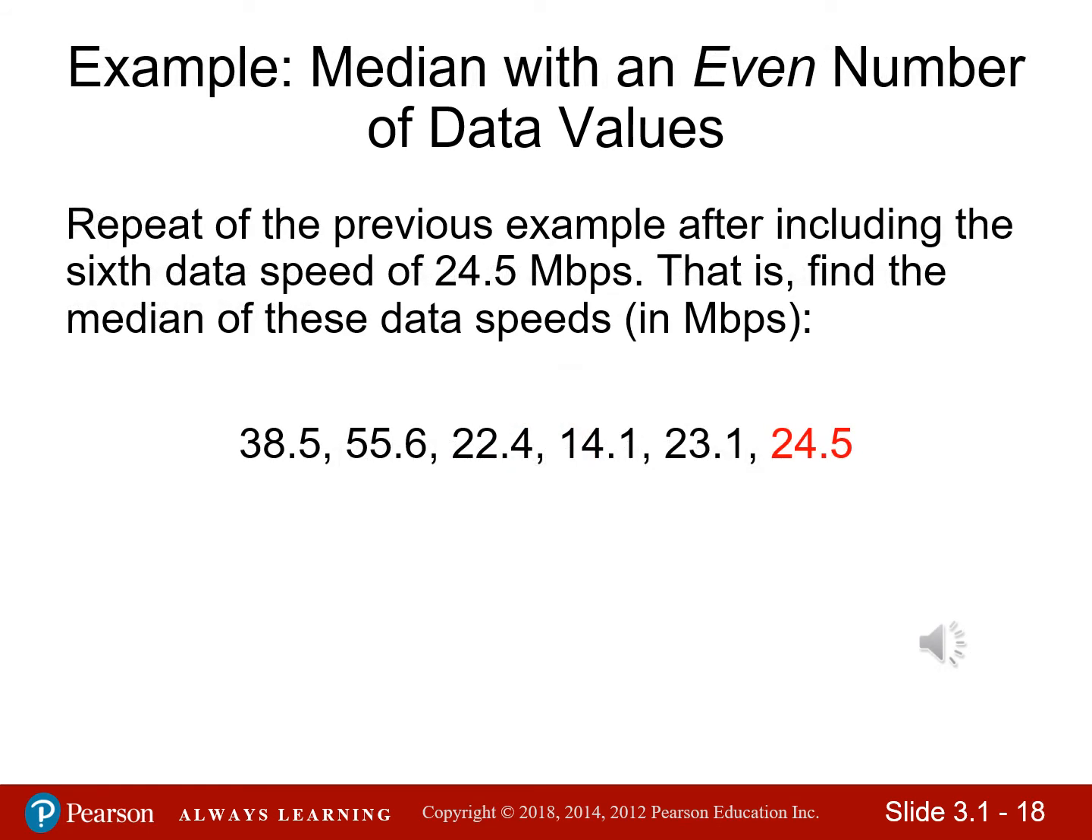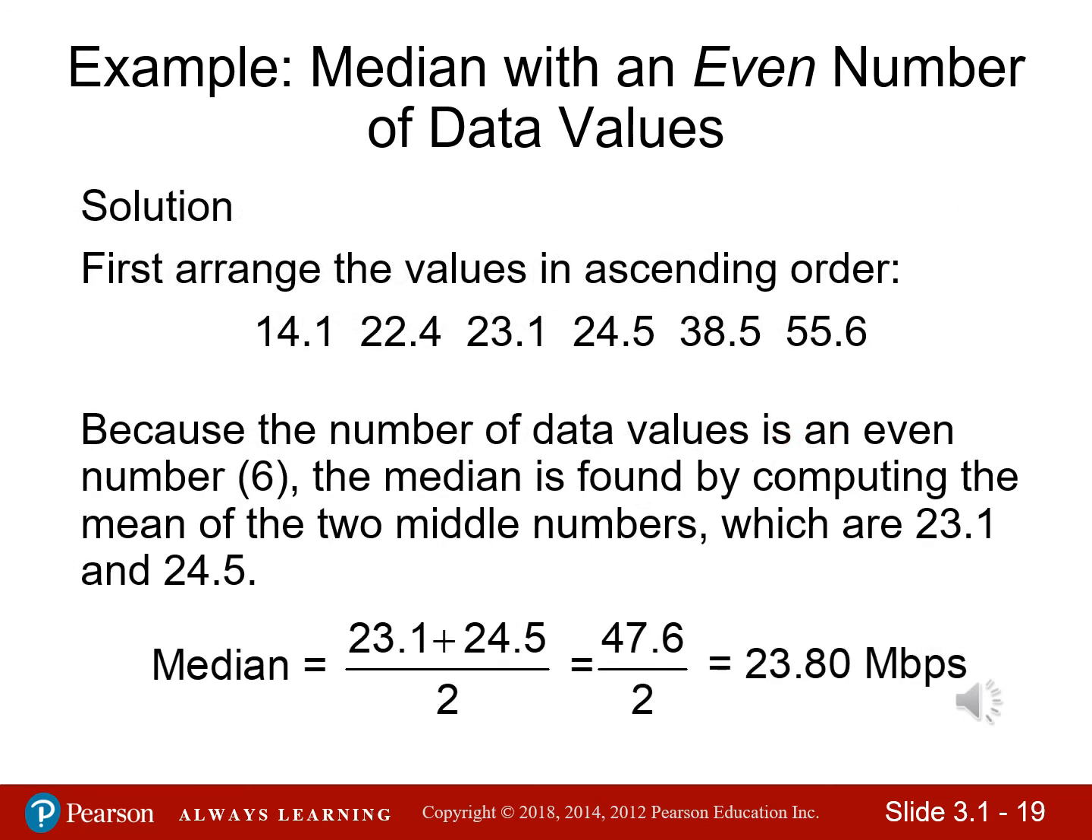Let's repeat the previous example, but now we will add a 6th data speed of 24.5 megabits per second to our data set. Let's find the median of those data speeds. Again, our first step is to arrange the values into ascending order. So we go from 14.1 all the way up to 55.6.